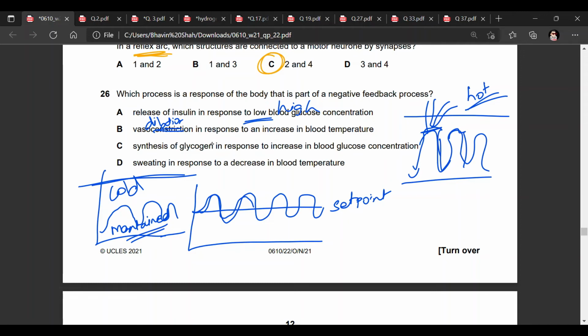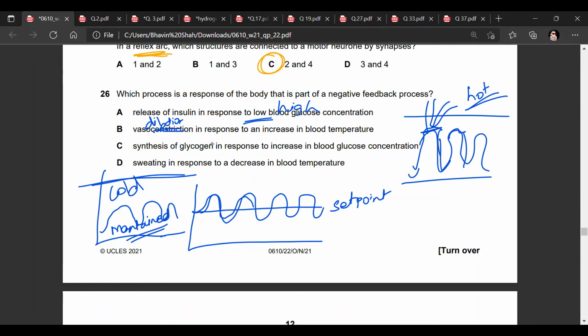Okay, coming to the 31st. Which statement about a diploid human cell is correct? So here we are looking at the word diploid. Diploid means 2n, so we are looking at 46 chromosomes. That is what a human cell has. What is less than diploid? We are looking at the word haploid. Haploid is where we are looking at n, which is present in a gamete.